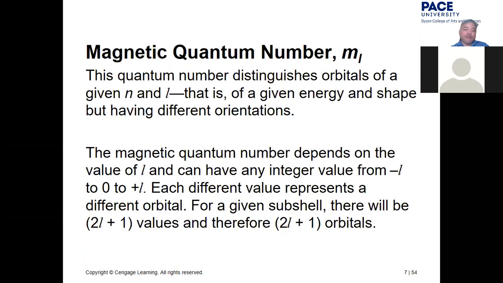So let's go with the third one, the magnetic quantum number. So you have the size, the shape, and this one, I'm going to maintain the S, the spatial orientation. So this is n, this is L, and this is m sub L. This quantum number distinguishes orbitals of a given n and L, that is, of a given energy and shape, but having different orientation. Okay?